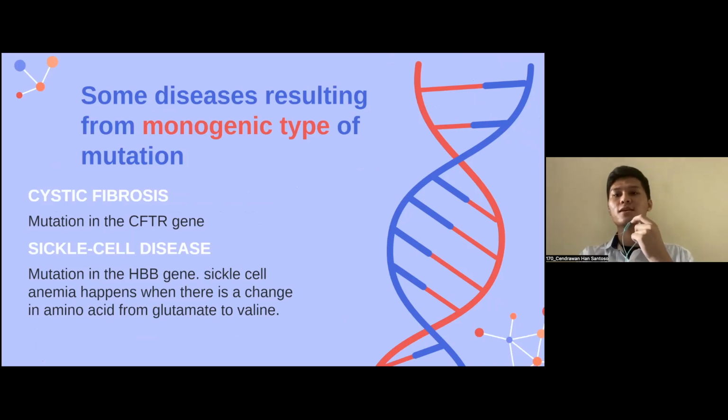Some diseases result from monogenic type of mutation. The first is cystic fibrosis. It occurs when there is a mutation in the CFTR gene. And the second one is sickle cell disease. It occurs when there is a mutation in the HBV gene. And sickle cell anemia happens when there is a change in amino acid from glutamate to valine. Next.